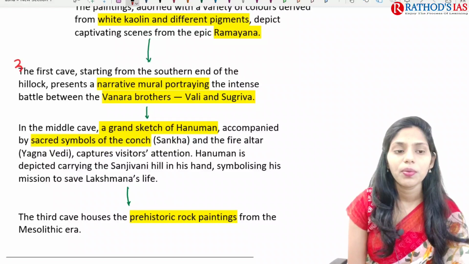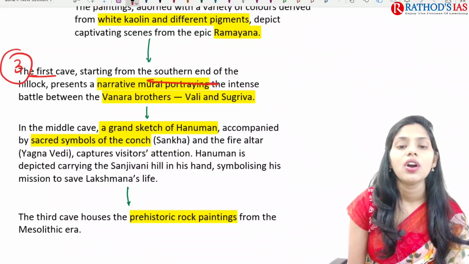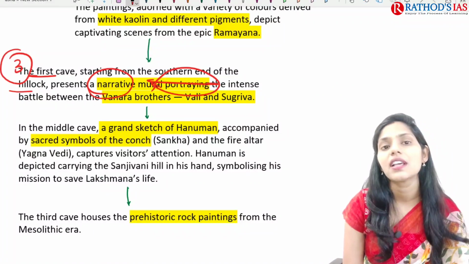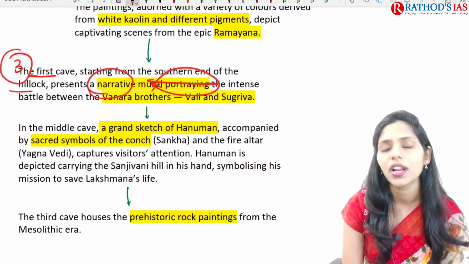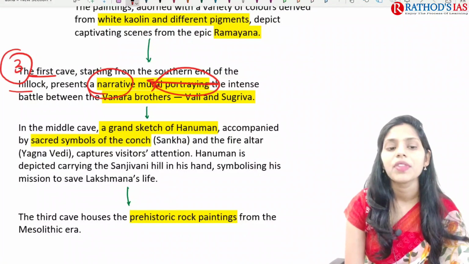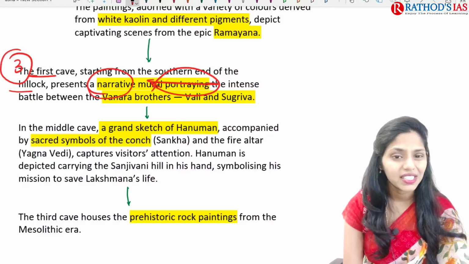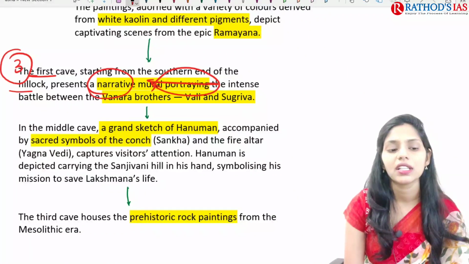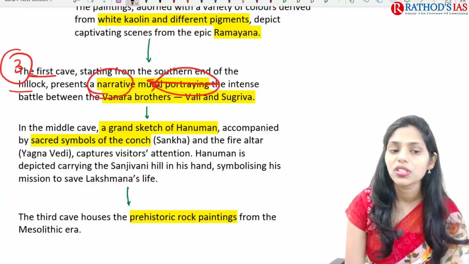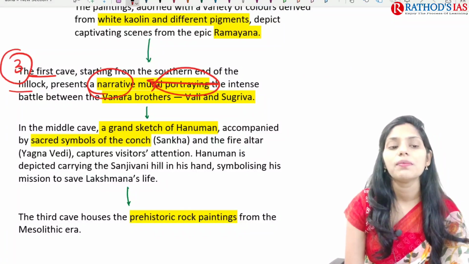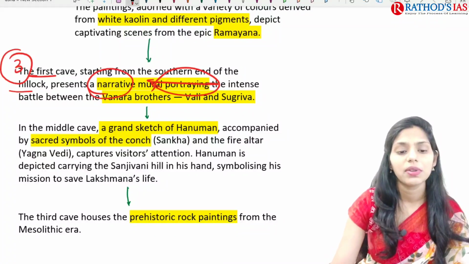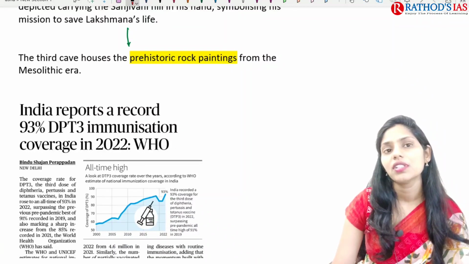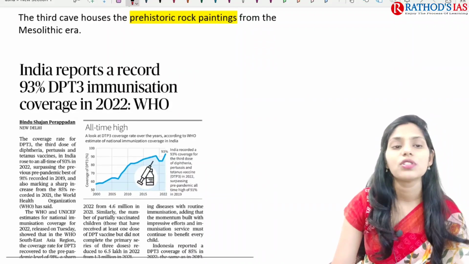There are 3 important caves. The first cave, starting from the southern end of the hillock, represents a narrative mural portraying the intense battle between the Vanara brothers. What are the Vanara brothers? That is Vali and Sugriva. In the middle cave, there are paintings regarding Hanuman, for example some sacred symbols of Shankha and a fire altar, that is Yajna Vedika. And next is Hanuman carrying the Sanjeevani hill on his head, which symbolizes his mission to save Lakshman's life. And in the third cave, we have prehistoric rock paintings from the Mesolithic era.